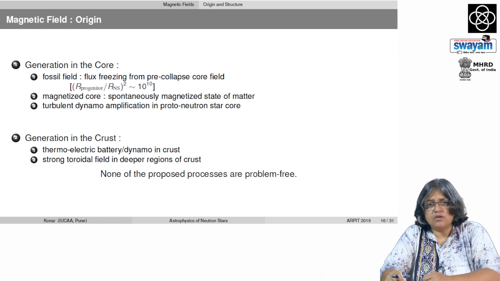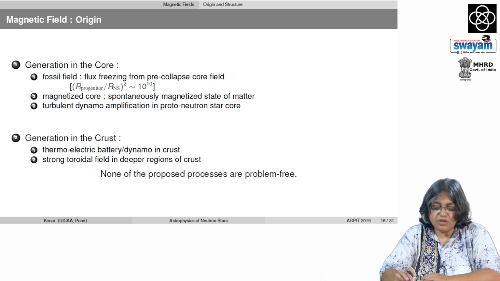The problem with generating field in the crust is, then we do not know how the magnetic field in the core region has been generated. That problem remains, and many indirect observational indications are forcing us to believe that the magnetic field cannot be entirely confined to the crust. It must have a component in the core, and therefore, the major issue remains that of generating the magnetic field in the core of a neutron star.